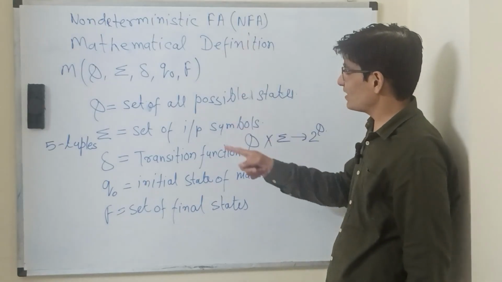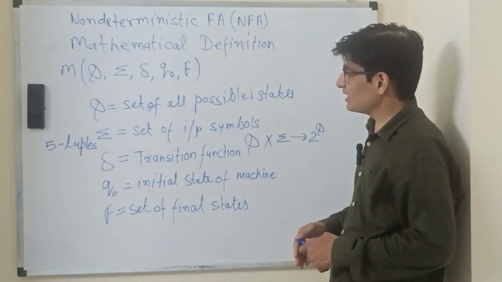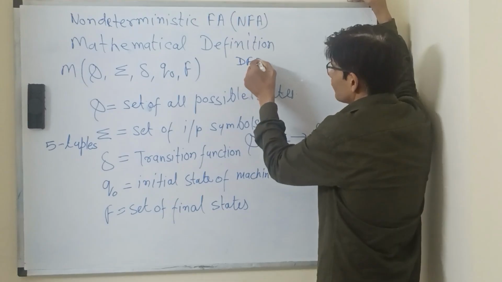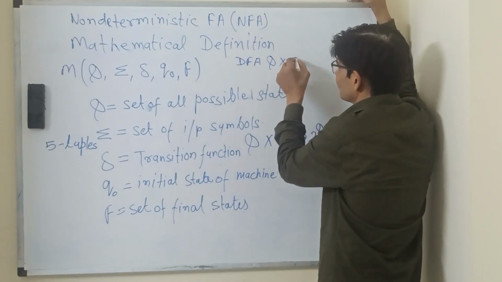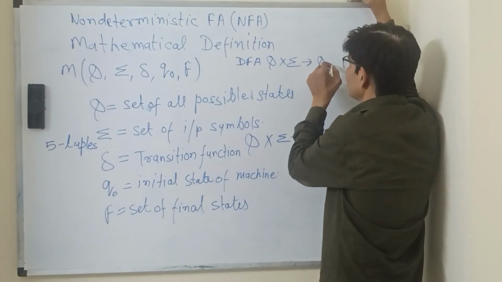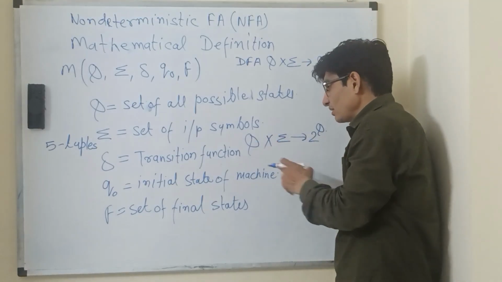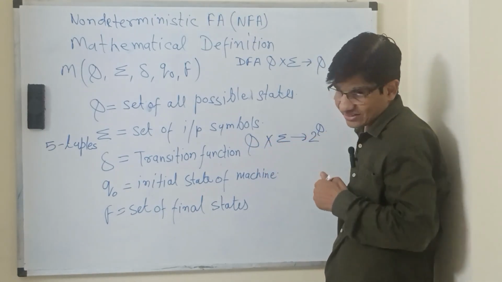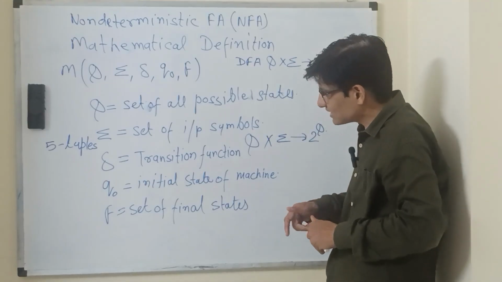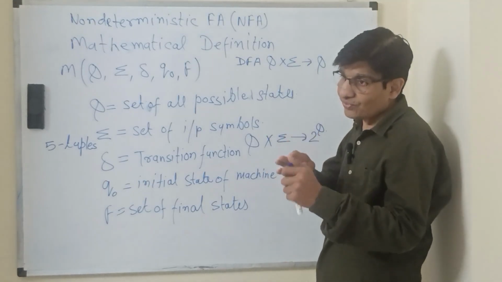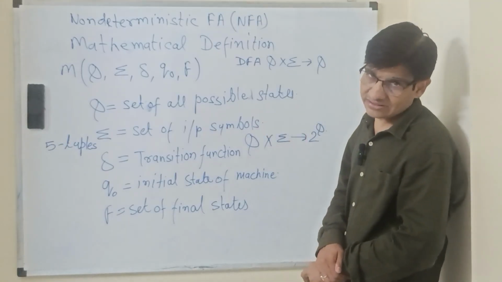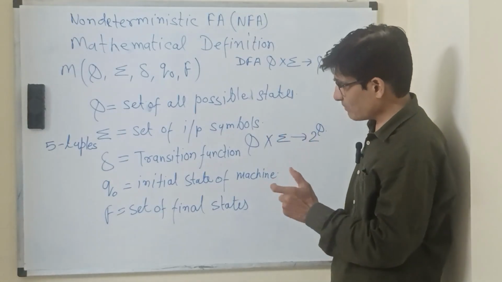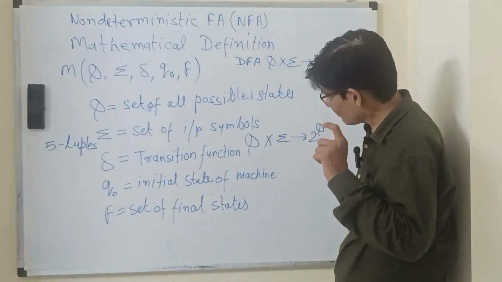While in case of DFA, the transition function was Q cross sigma gives Q only, Q itself. But here in NFA, it is Q cross sigma gives power set of Q. Now, what is the power set of any set? The set of all subsets of a given set is the power set of that set. So, subset means there may be more than one state.